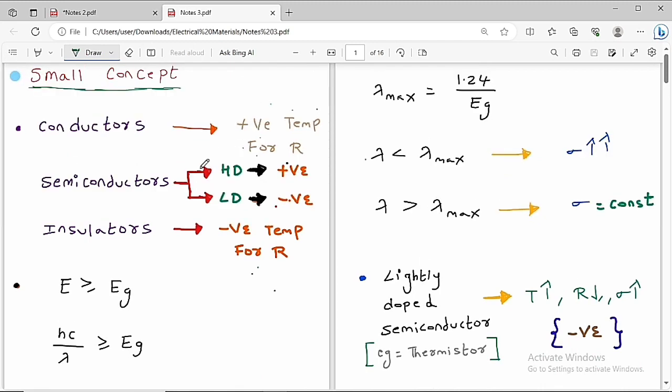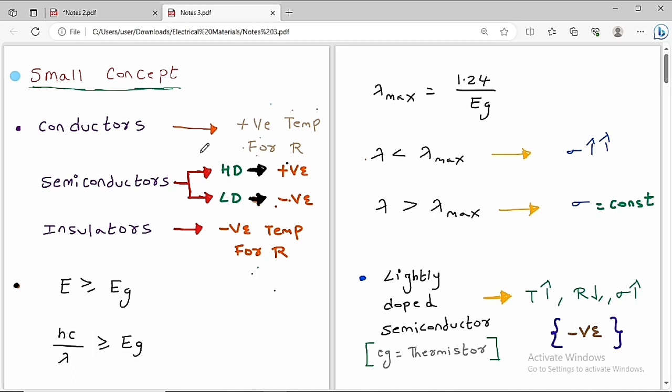Let me tell you a small concept here regarding the temperature coefficient and the resistance. What is the temperature coefficient of resistance for different materials? I will try to discuss it. Basically we have three types of materials: conductors, semiconductors and insulators. I will discuss the temperature coefficient of resistance for these three materials.